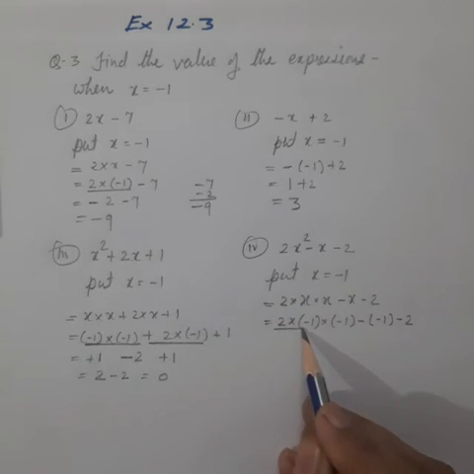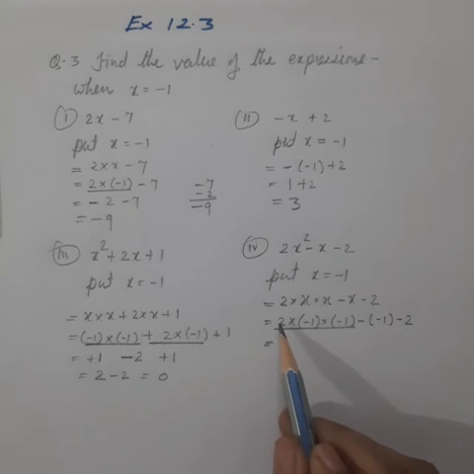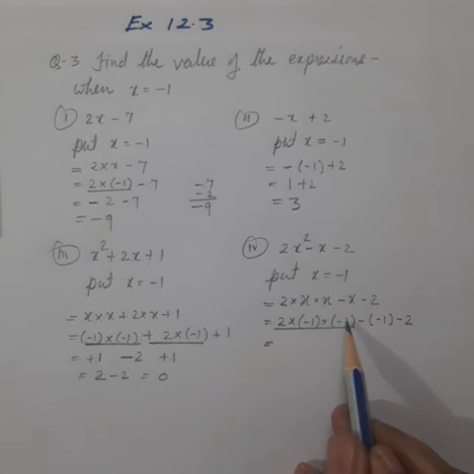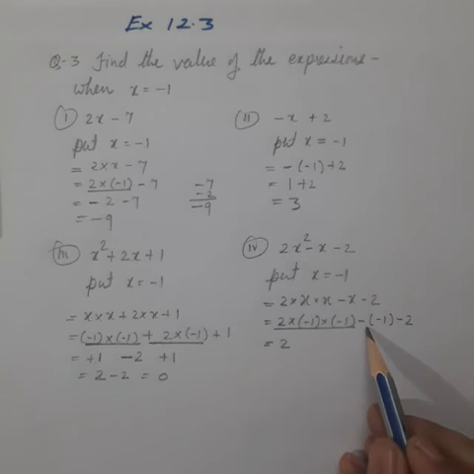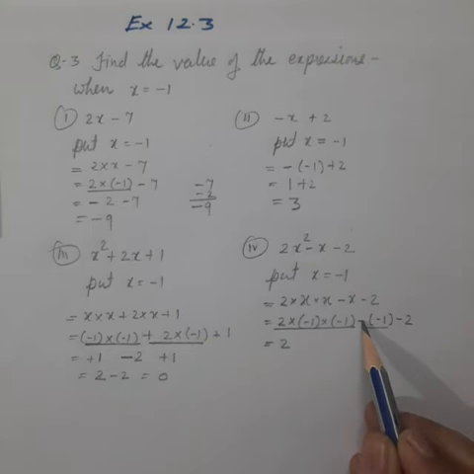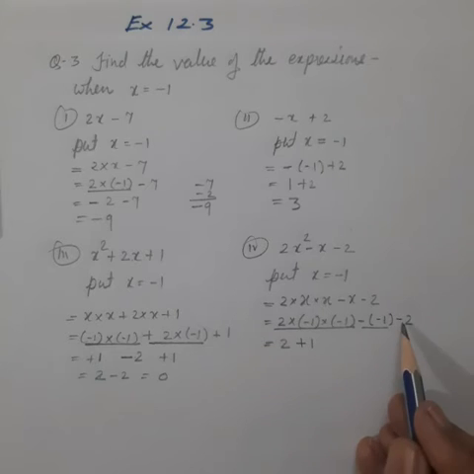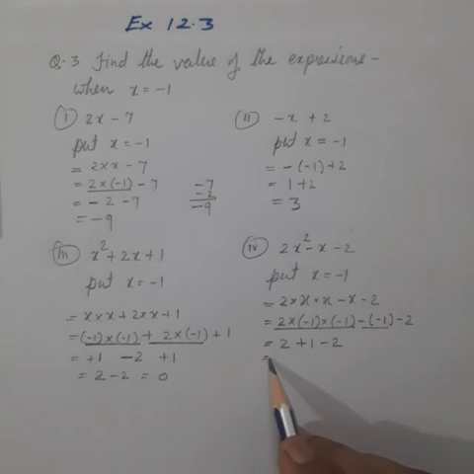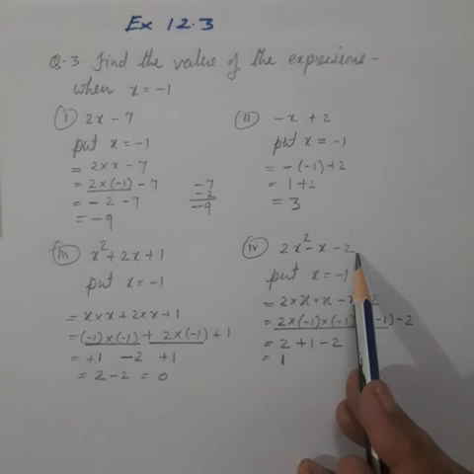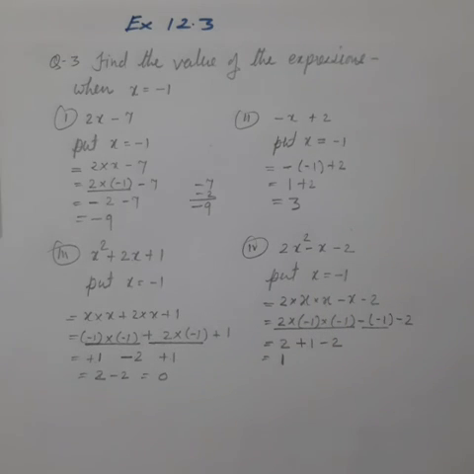Now this multiplication. In this multiplication, there are two negative signs, so the product is positive. 2 ones are 2, and again 2 ones are 2. This multiplication: in front of this bracket, a negative sign is there, so take the opposite of minus 1. The opposite of minus 1 is plus 1. And this is minus 2. 2 plus 1, 3. 3 minus 2 is 1. So the value of this expression, when the value of variable x is given as minus 1, is 1.